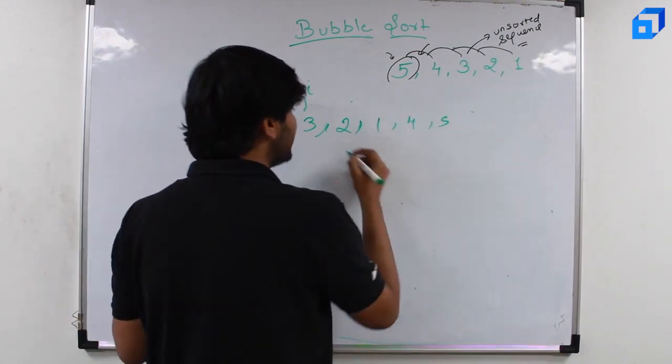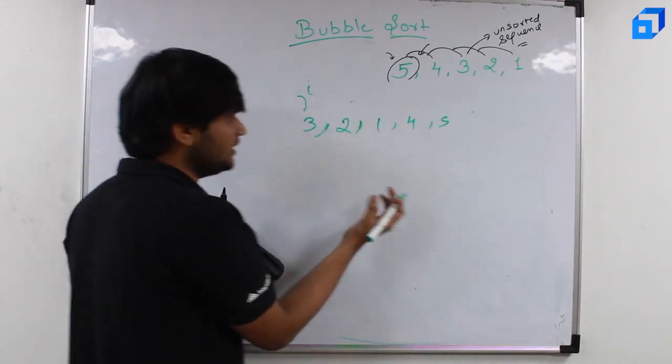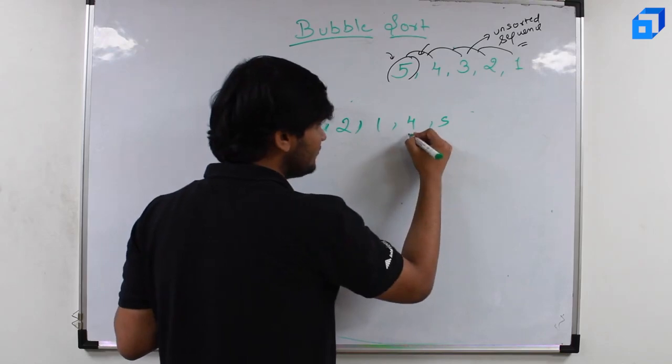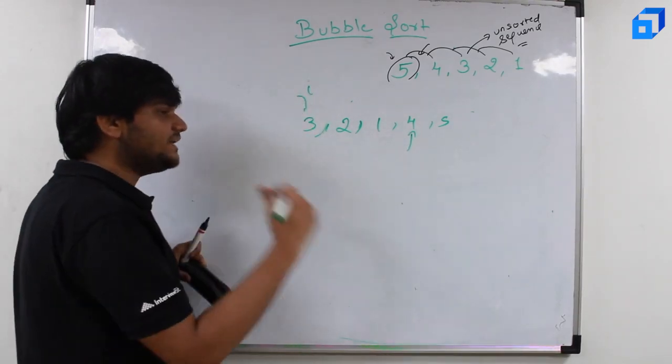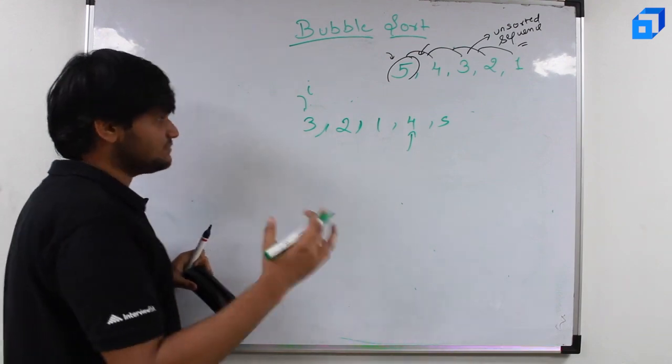So again here you can see that we just picked out 4 as the maximum element from the unsorted part, and we just placed 4 at its best position. So at each iteration, at least one of the elements is getting placed at its best possible position.